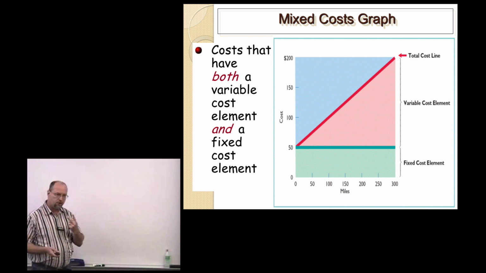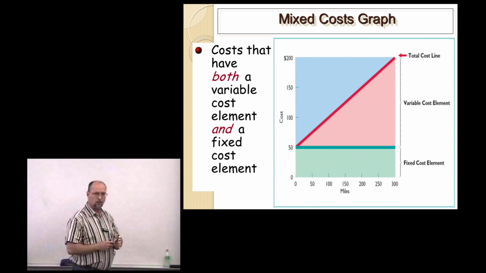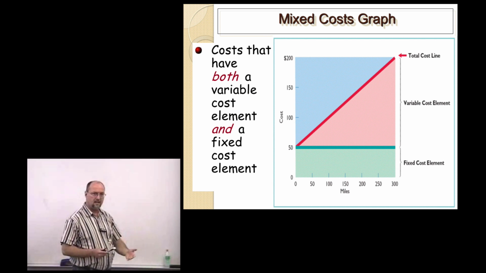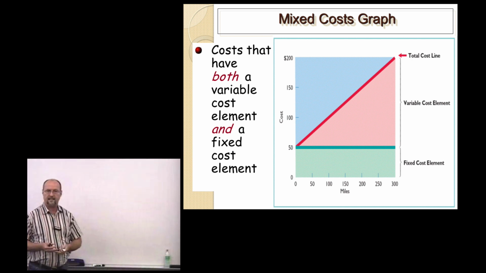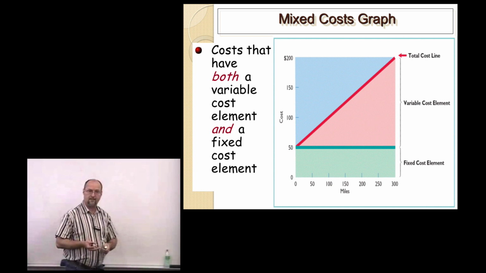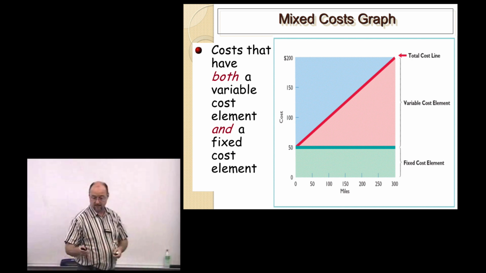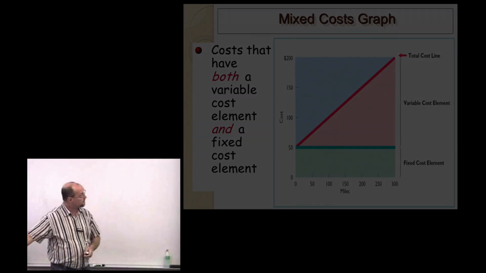Then we're left with two neat, clean categories: variable costs and fixed costs. And then we can start doing what's called break-even analysis, cost volume profit analysis, what we call what-if analysis. That's very useful for many businesses.